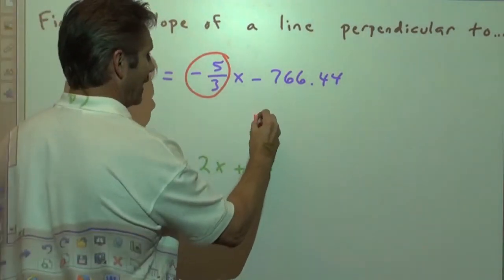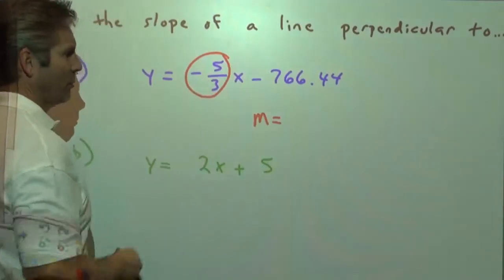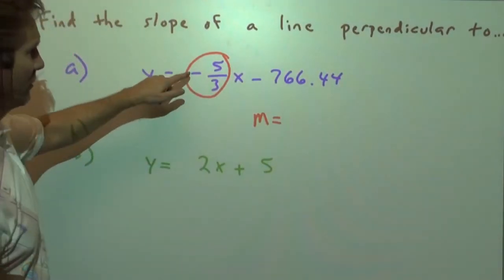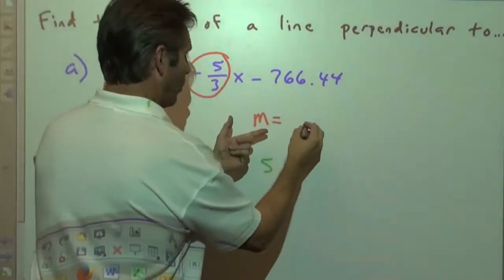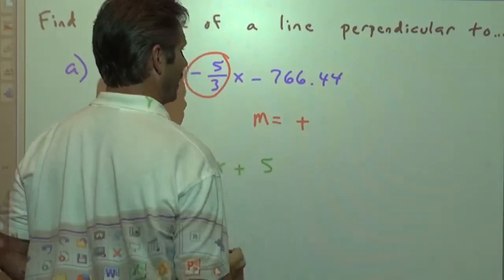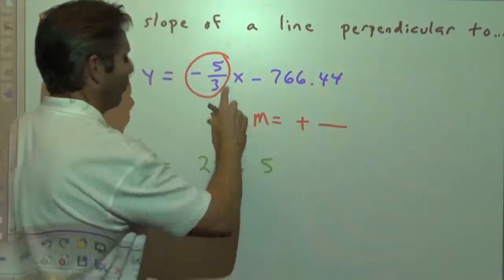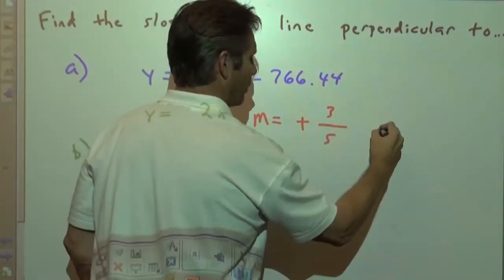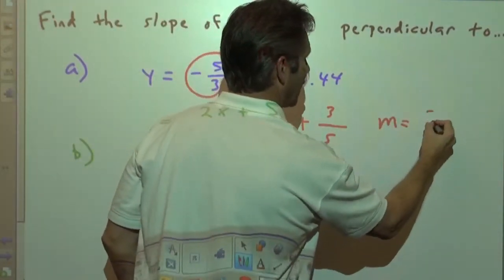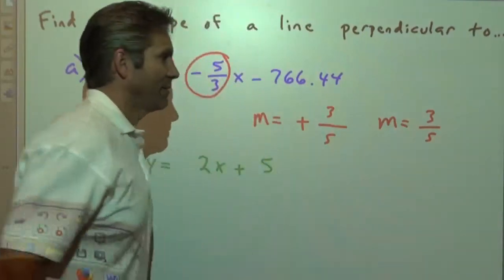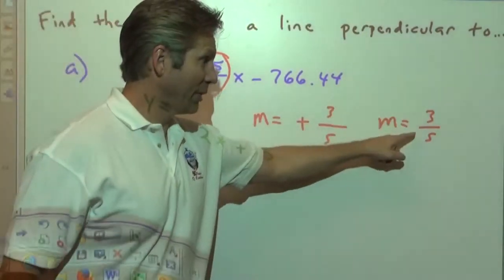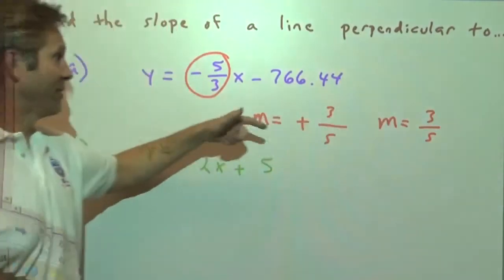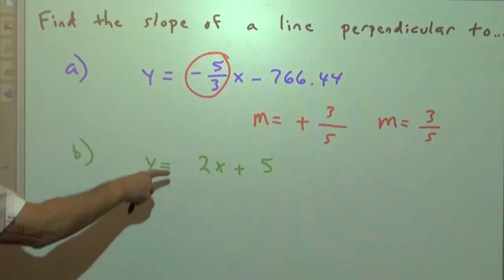Well, the slope of that line would be the opposite reciprocal, or the opposite inverse. So if this was negative, the slope of the perpendicular line would be positive, and its slope would be the inverse of this, so it would be 3/5. So we would say, the slope of the line perpendicular is 3/5. The line perpendicular to this one would be -5/3. Boom, there it is.